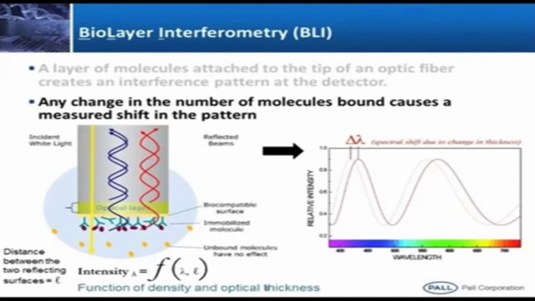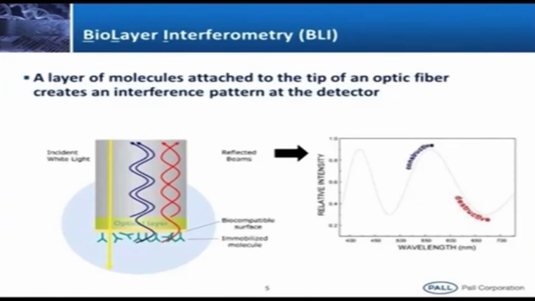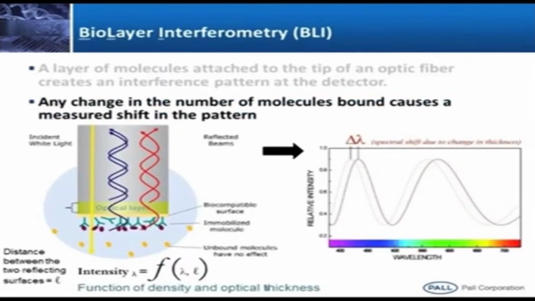So, this optical path we are measuring in terms of the optical thickness. That optical thickness we are measuring in terms of nanometer binding. See, the more the molecule binds onto the sensor, the more shift there is in the spectrum. As the molecule starts binding, earlier, if I go back, this is your wave. Due to the binding, we can see there is a shift in the spectrum.